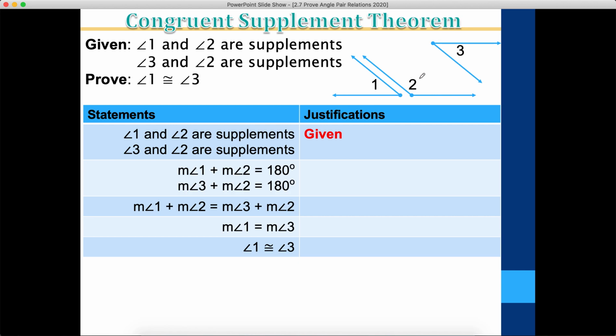Don't whip out a protractor. Let's just pretend that it's true. So then to say that 1 and 2 are supplementary, and also 3 and 2 are supplementary, implies that we have these two equations. The sums of each angle pair is 180 degrees.